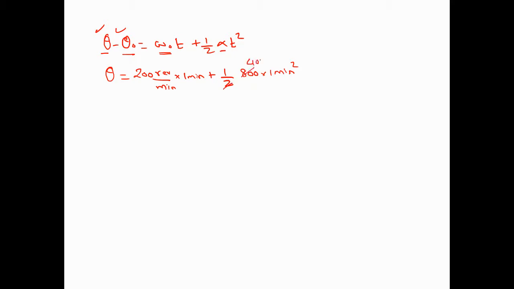Am I right? Yes. And this minute gets cancelled with this minute. And what is the unit for 800? Revolution per minute square. So this minute square gets cancelled. Finally, your theta value is 200 plus 400, which is 600 revolution. That's it. Clear? Yes, teacher. Okay, so this question is an important question. Please go through it when you go for your final exam. Understand?